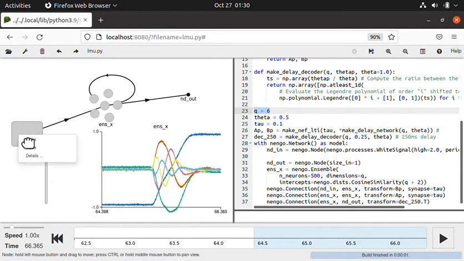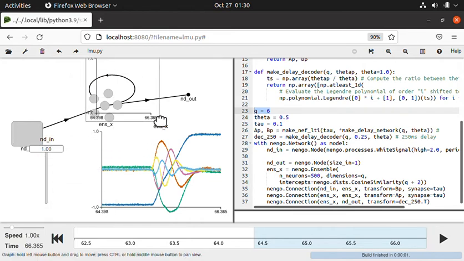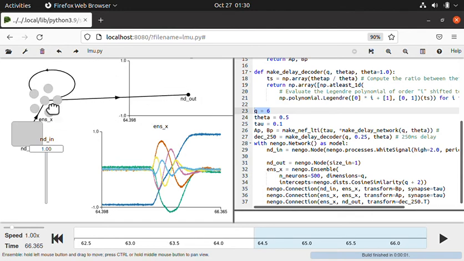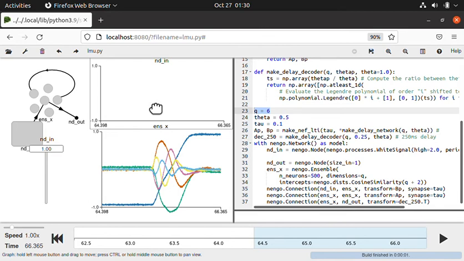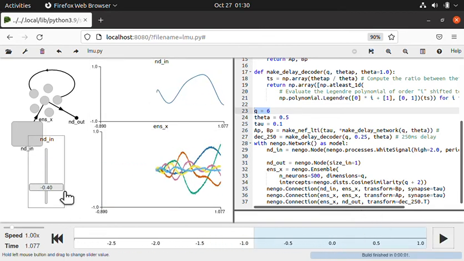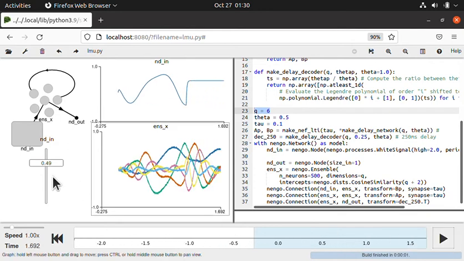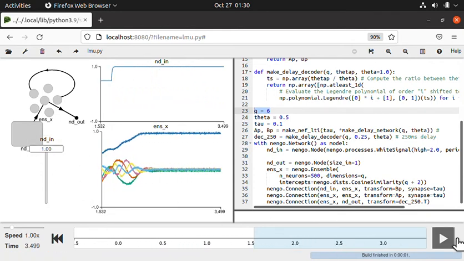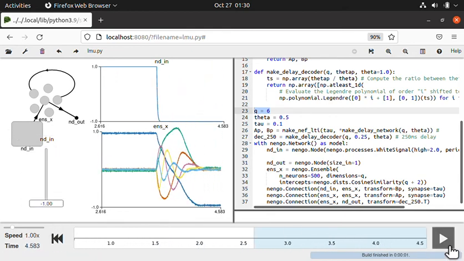Let me actually pull up a value plot. Let's just also plot the input. Go ahead and move that. So I'm going to leave the input constant for a while, and then I'm going to move it.